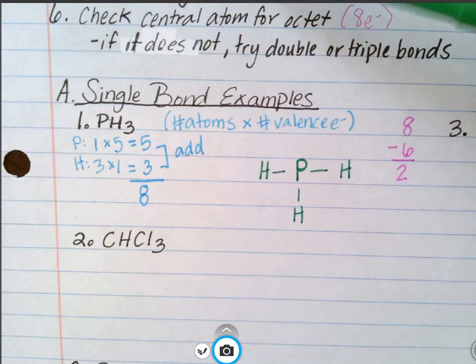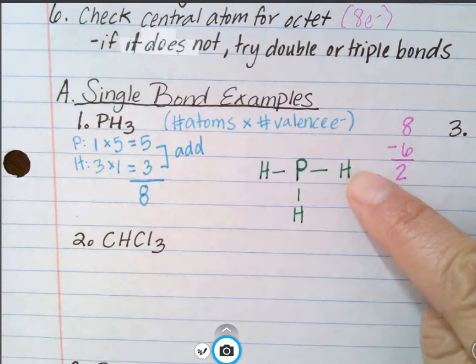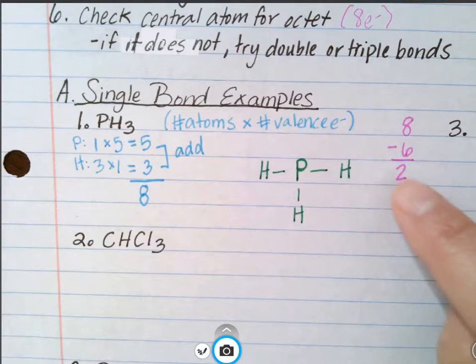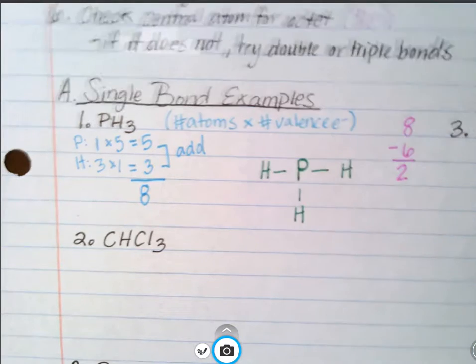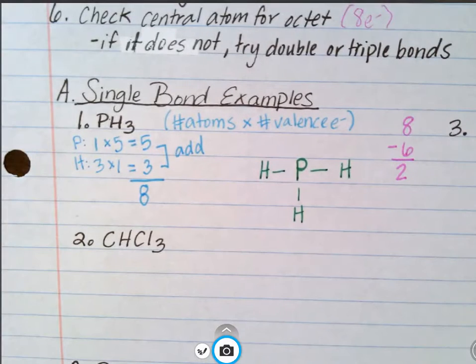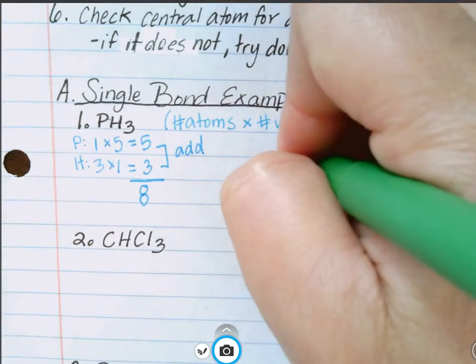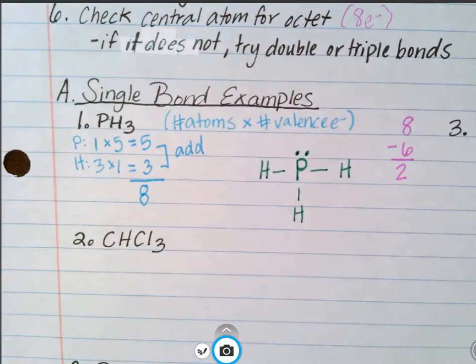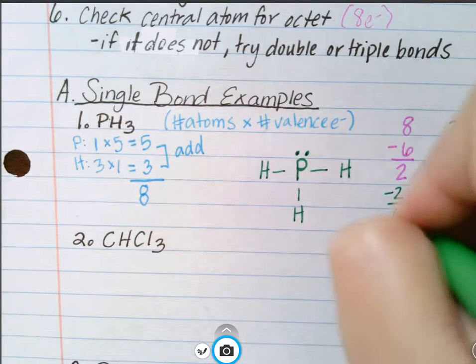Step 4, fill the octet for the outside atoms. Except hydrogen, it only needs 2 electrons. So hydrogen is full. We can't put any dots on hydrogen. So never, ever, never put dots on hydrogen. So where do these 2 dots go? Step 5 says put remaining dots on the central atom. Well, I have 2 left over. I'm going to put those on the phosphorus. So those are my 2 electrons that I have left over. Okay. That leaves me with 0 left over.